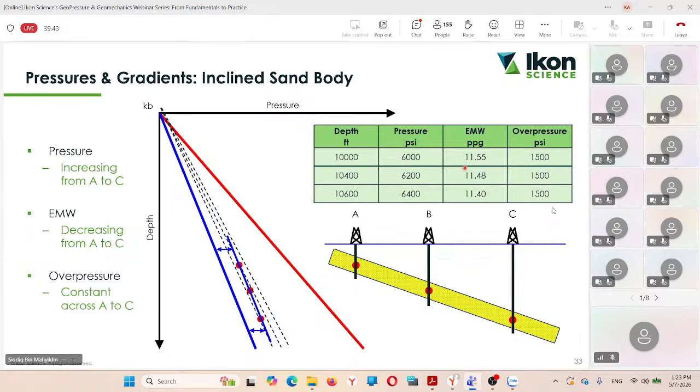The key reason is that although the pressure is increasing, it's not increasing as fast as the depth, because all these three points are within the same connected sand body. So the overpressure stays constant from A to C, but the equivalent mud weight is different. You can see over here we have a straight line of the overpressure, and if we compare with the hydrostatic, it stays constant throughout. That suggests that the pressure regime is connected to one another, just with a decreasing gradient, basically.